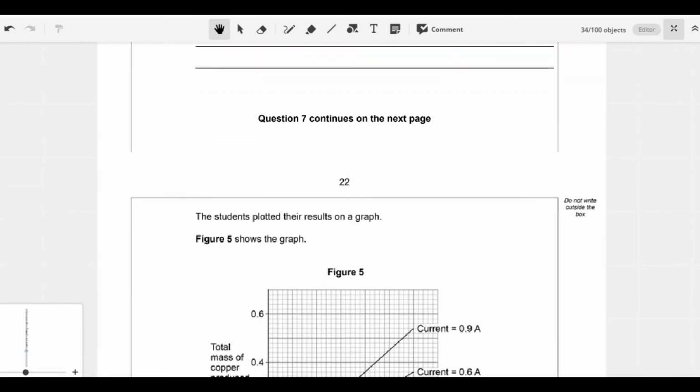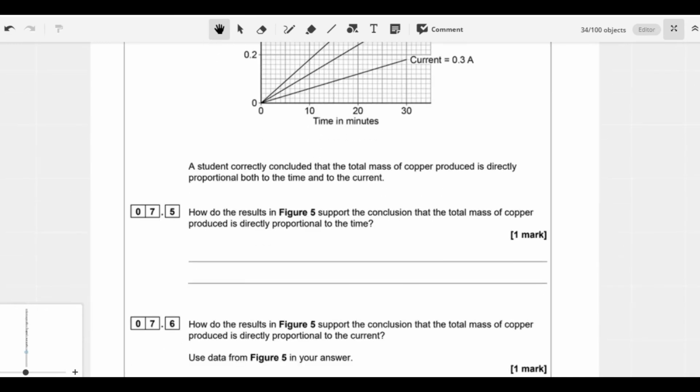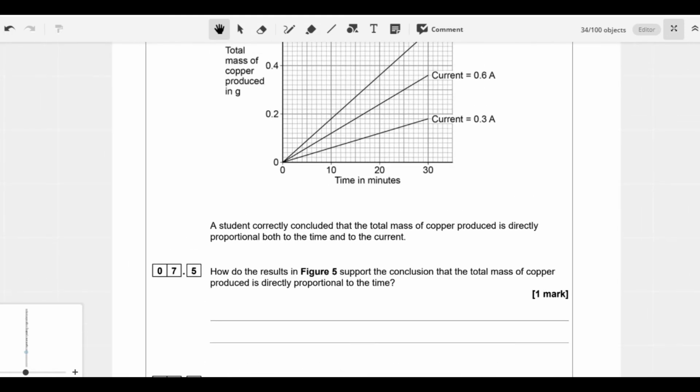Alright, now the next question is related to the graph. How do the results in Fig 5 support the conclusion that the total mass of copper produced is directly proportional to time? You can see here in Fig 5 a straight line is indicated, so the copper produced is directly proportional to time. You can write here: a straight line through the origin.